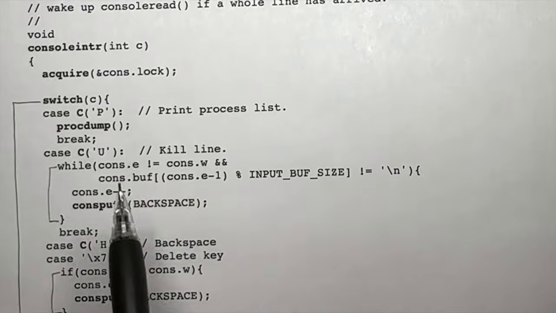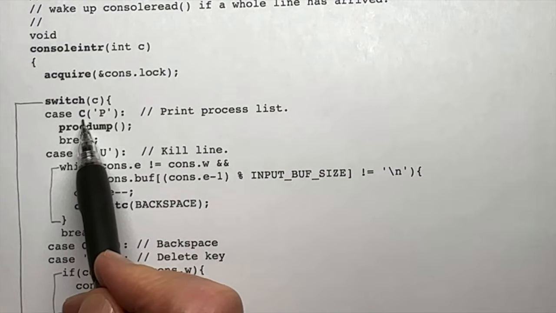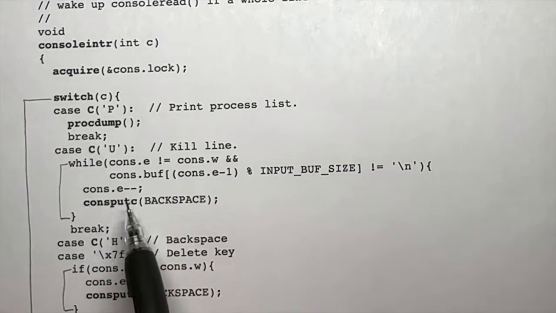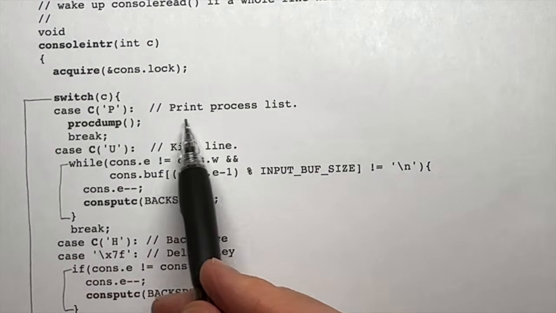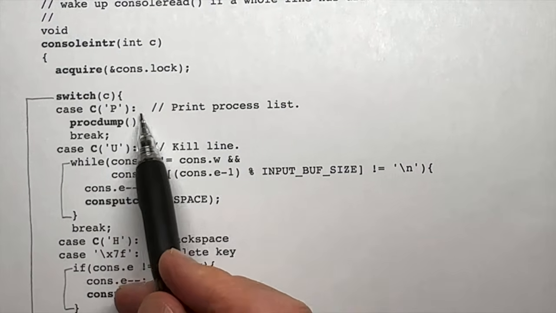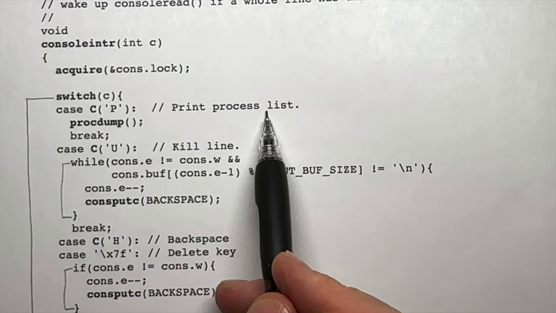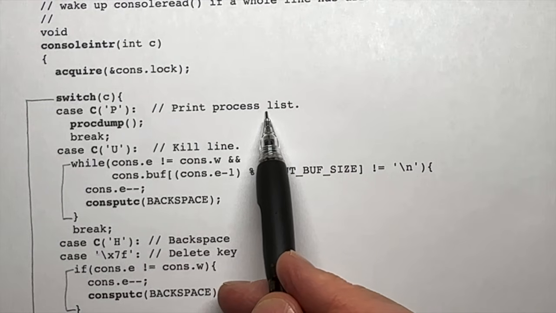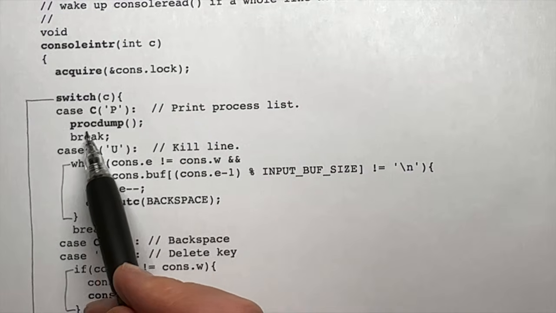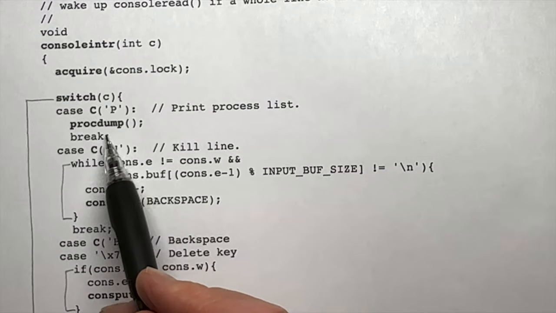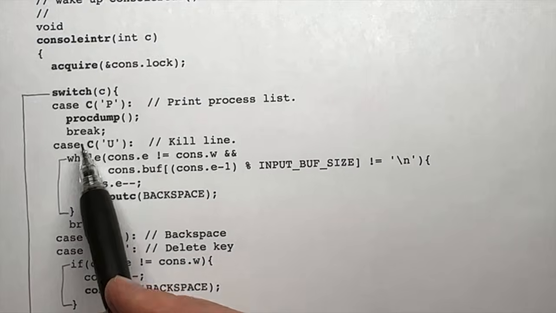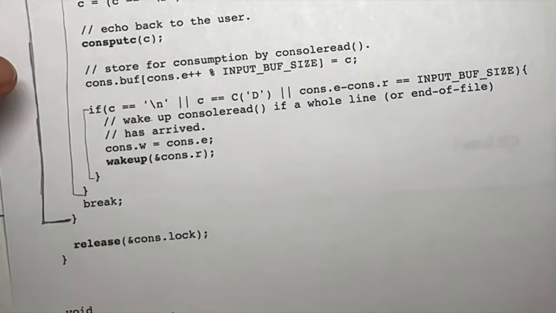This C macro is just used as shorthand for Control P, Control U, Control H, and so on. First of all, Control P is handled specially. Whenever the user hits this key, the kernel immediately prints information about all processes, and the character is not added to the buffer. Instead, we just call proc dump to print out a list of all current processes, which might be helpful in debugging the kernel, and then return. We break out of the switch, release the lock, and return.